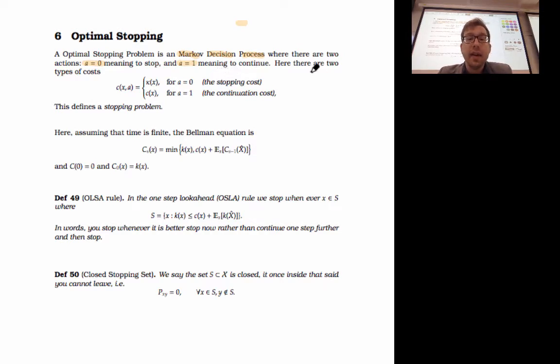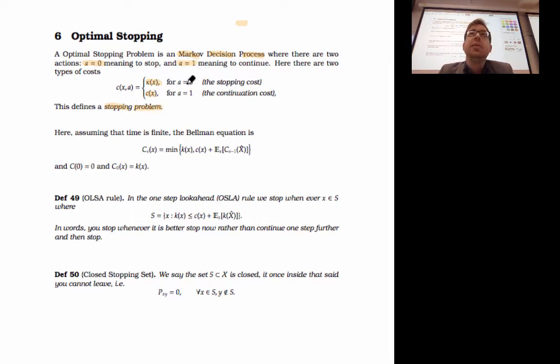Here, there are then two types of costs for this Markov decision process. I'm phrasing it in terms of costs, it could also be done in terms of rewards. There's a stopping cost, which I'm giving by capital K of x, and then there's a continuation cost, which is given by little c of x. So this defines something which we call a stopping problem.